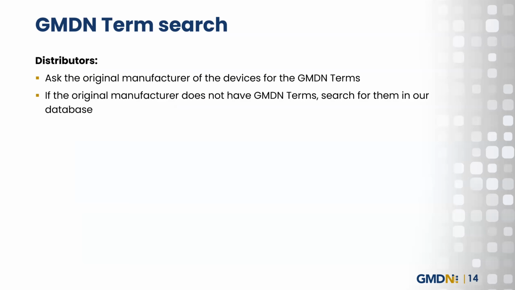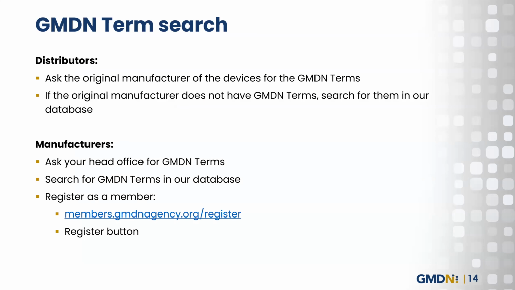If the original manufacturer does not have the GMDN codes, then yes, please register with us and you can search for the devices in our platform. In terms of manufacturers, if there are several secondary offices, you should ask your head office for the GMDN terms in case they have them. So manufacturers can search for the terms in the database after registering as a member. Of course, most of you, if not all, will already be our members.